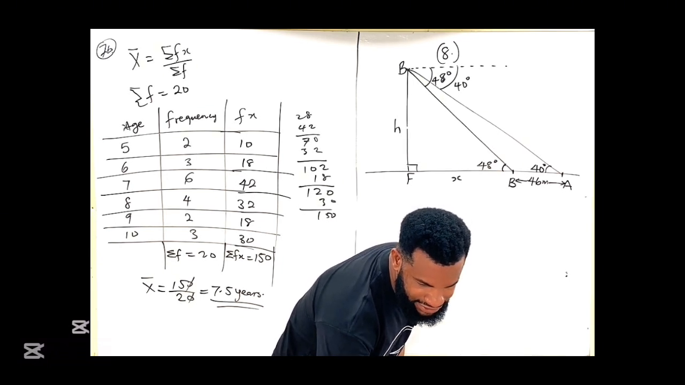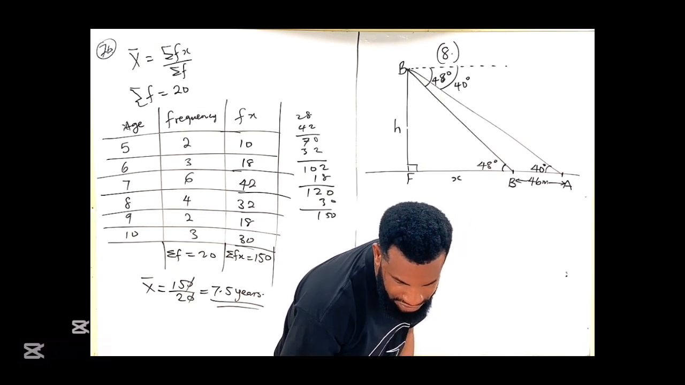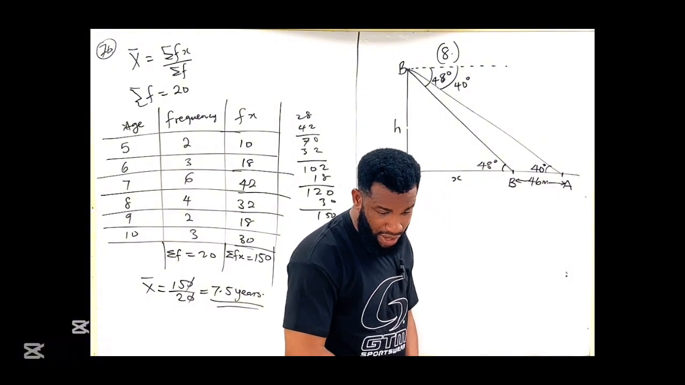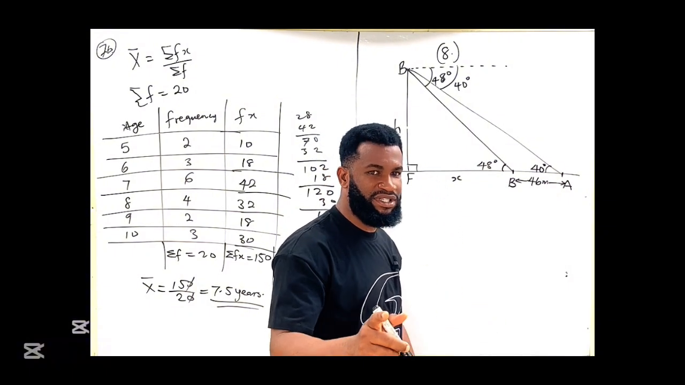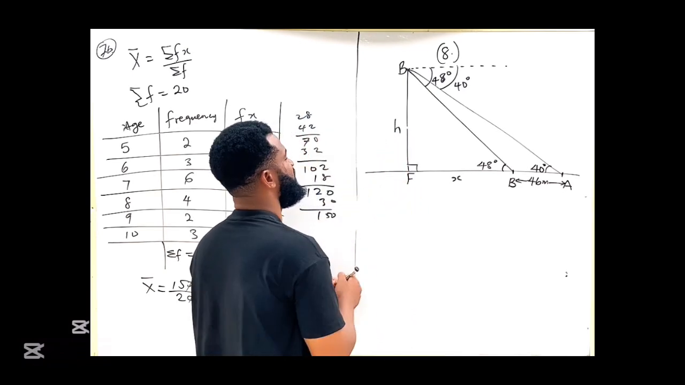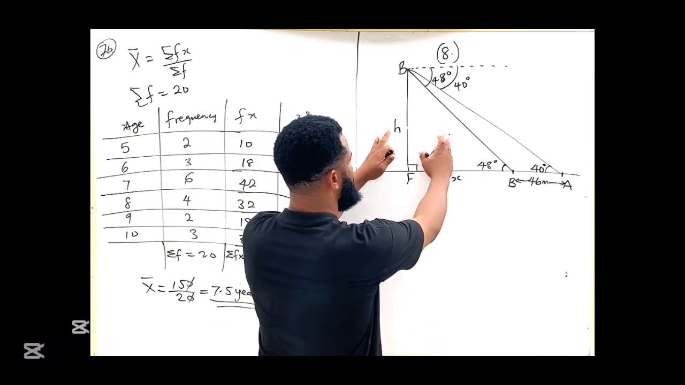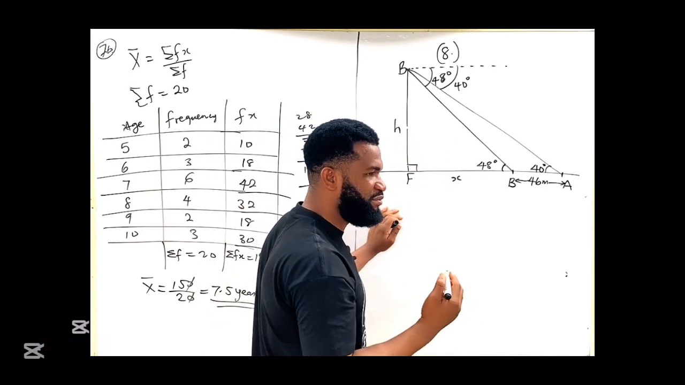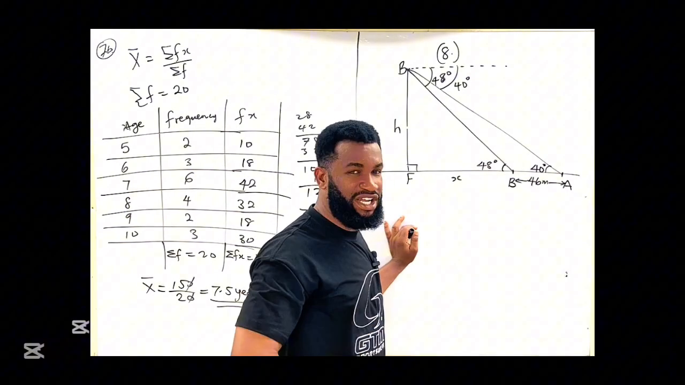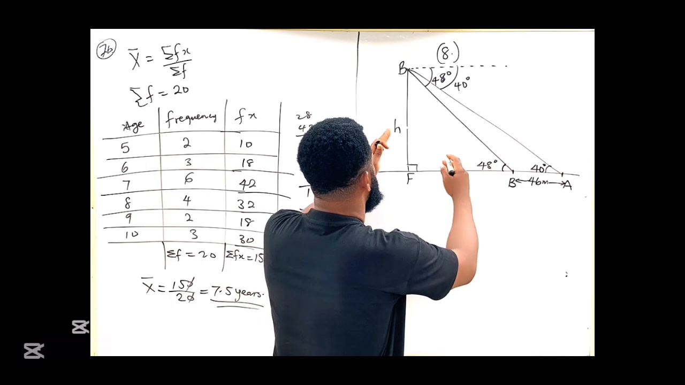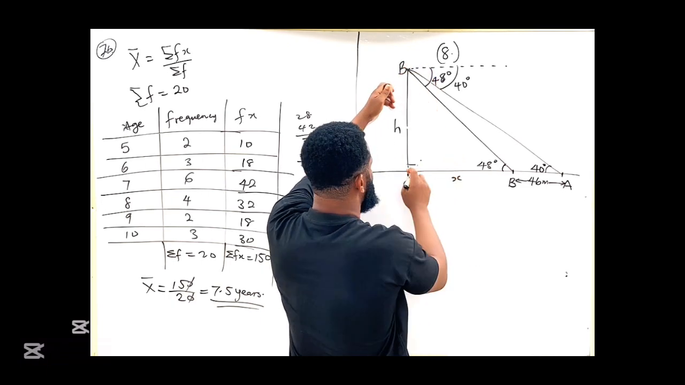8B said calculate correct to 1 decimal place the height of the pole. So let's do it here. The first thing I'm going to do is, let me help you. Remember, the space in your WAEC question paper is small. So there are some things you should be careful about. Let's do it here. I'm looking at only B, F.